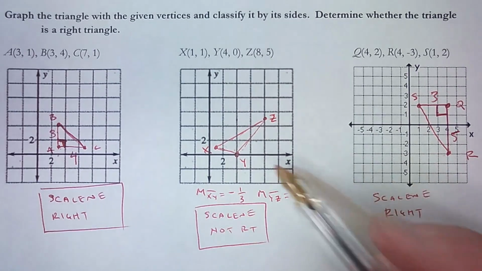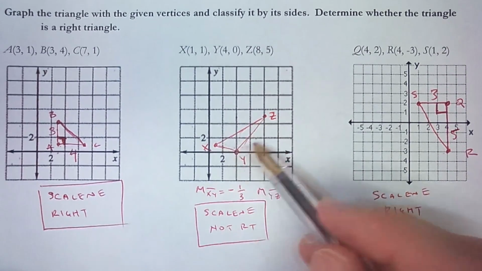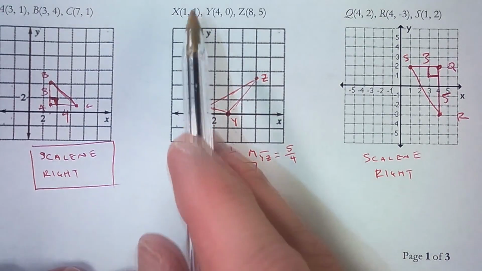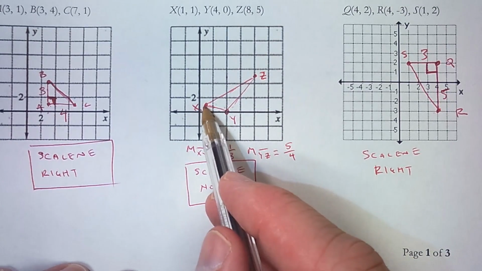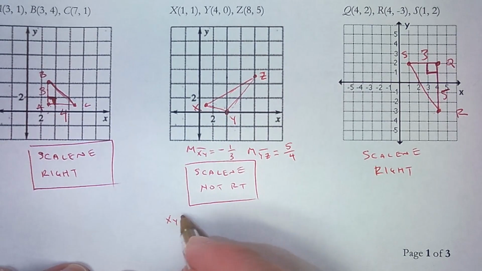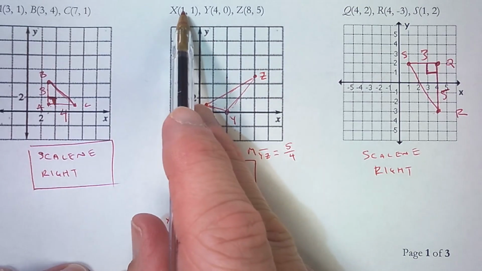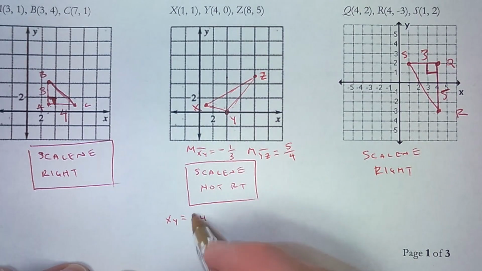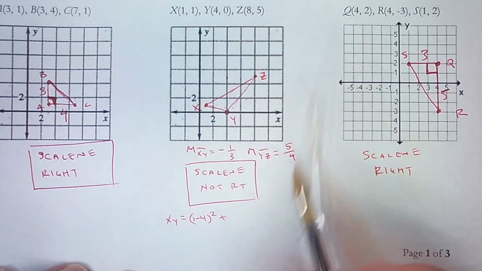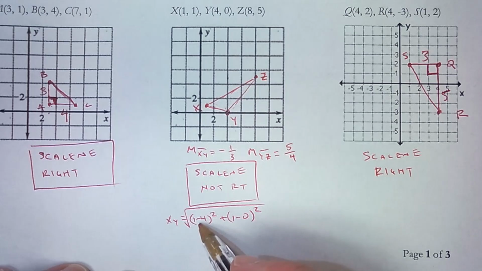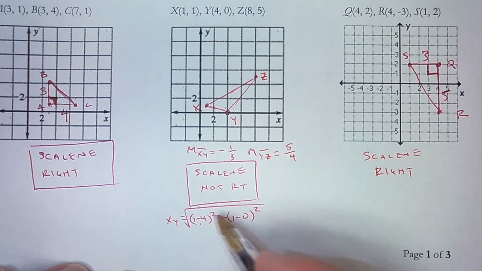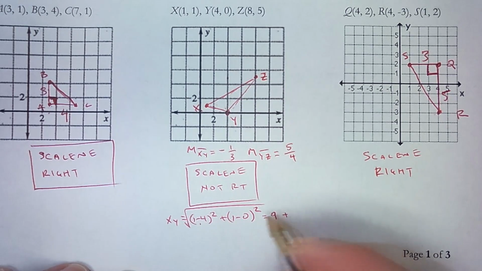Now, if I need to see if any slanted sides are the same, I can use the distance formula. So let's practice that here. So if I want to know segment XY, I would do x minus x, so that's 1 minus 4 squared, plus y minus y, 1 minus 0 squared, and then the square root of that. So I've got -3 squared is 9. And then 1 minus 0 is 1, squared is 1. So I have the square root of 10.